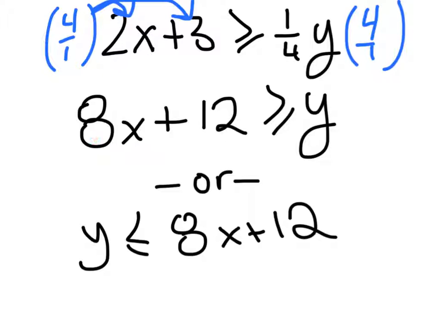4 times 2 is 8. 4 times 3 is 12. And 4 times 1/4 is 1. So I have 8x plus 12 is greater than or equal to y, which is the same thing as y is less than or equal to 8x plus 12. Y-intercept, slope, shade under, and it will be a solid line.